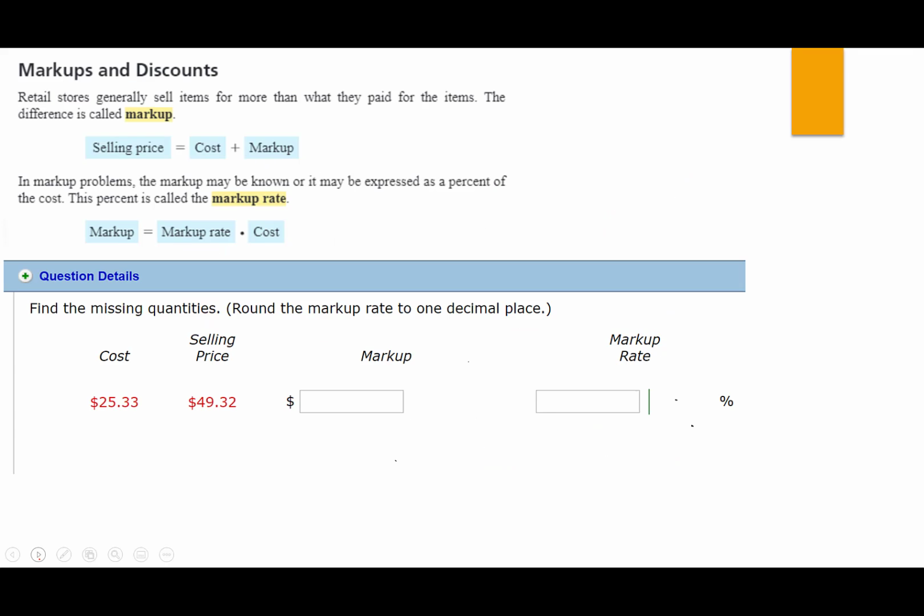So next, let's talk about markup and discounts. I actually took a screenshot of your textbook and included it into this video to kind of help you out. But again, we've already talked about this in class. I'm just providing you an extra example as you do your homework.